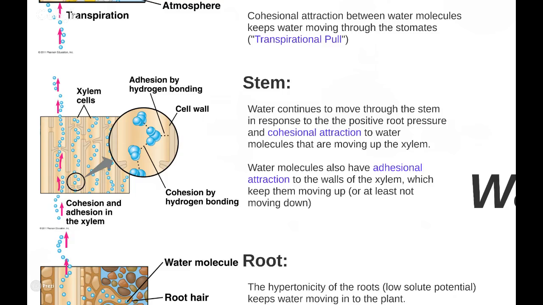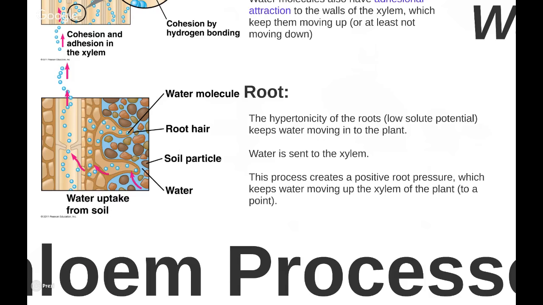And then we didn't really talk too much about the roots, but basically the roots will be hypertonic to their environment, which keeps water moving into the plant. So the inside of the roots have basically more solute, so that will pull water into the roots, into the xylem.